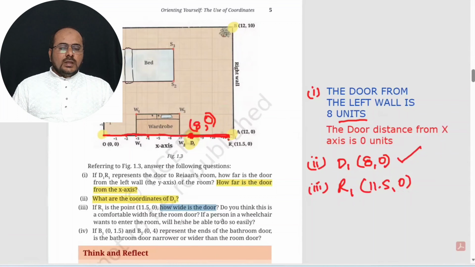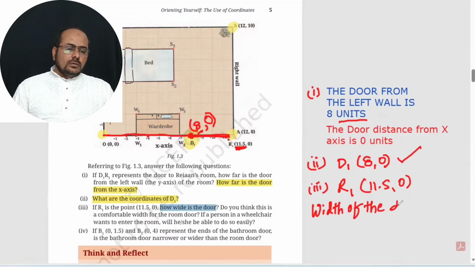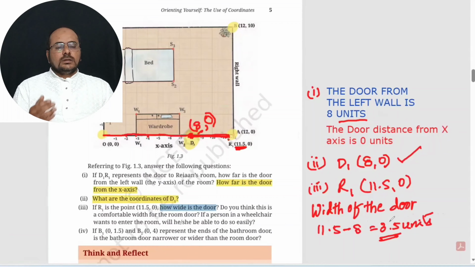Now the question is, how wide is the door? To find the door width, as you know very well, from 11.5 you subtract 8 to get the width of the door. So you can write here: width of the door is 11.5 minus 8, which is equal to 3.5 units. How many units? 3.5 units. It means you can consider 3.5 feet.